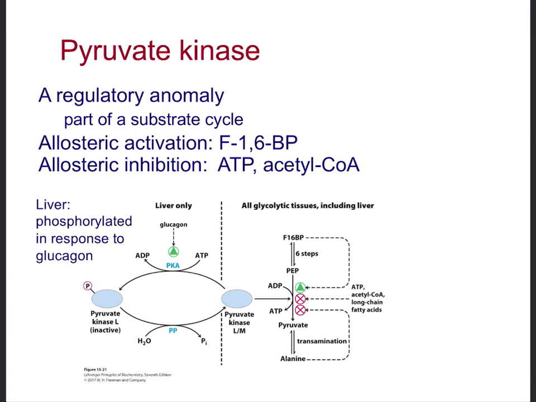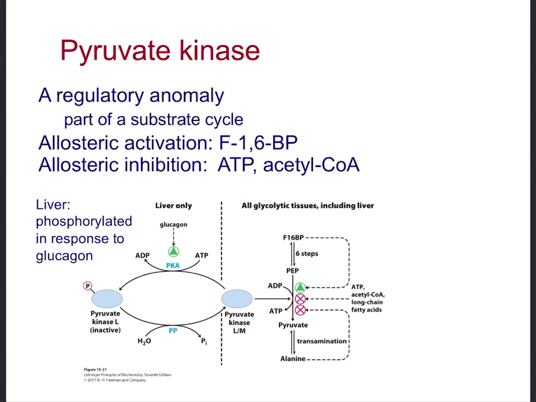Pyruvate kinase is regulated, and it represents a little bit of an anomaly in terms of regulation because it sits at the end of a pathway. Normally, regulation occurs at the beginning of the pathway, which we saw with the small amount of regulation over hexokinase, and then the large amount of regulation over the commitment step of the pathway, PFK1.